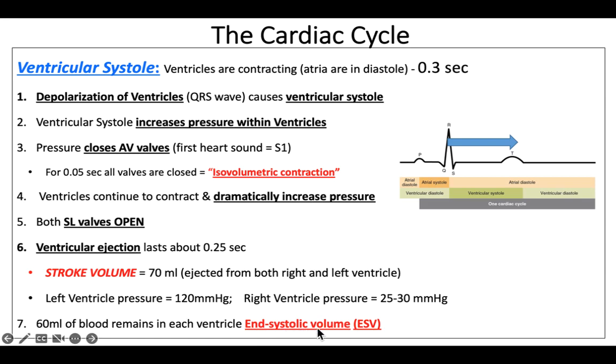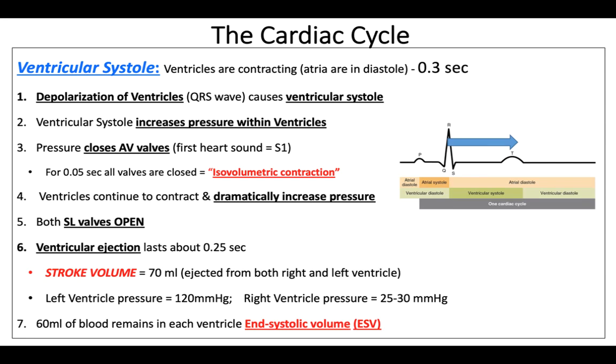So end diastolic was when it was full, and systolic is now when it ejected the 70. So you can do a little math here, right? If you had 130, you subtract the 70 that you ejected, you're left with 60.